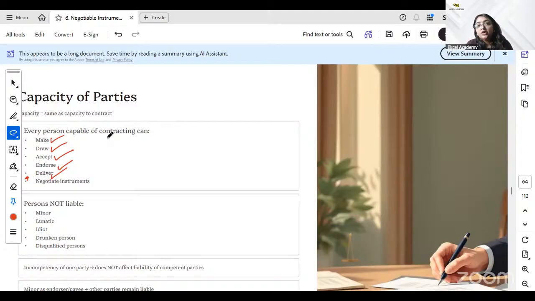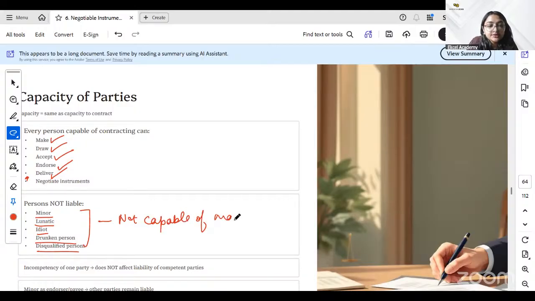Who can be disqualified by law? For example, insolvent people. So any person who has the capacity to contract can also make a negotiable instrument, draw it, accept it, endorse it, and deliver it as well. Who is not liable? Of course, the ones who are not competent to contract. Who do you think falls under this category? You have the minor, lunatic, idiot, drunken person, and disqualified person. Why do you think these are not liable? Because they are not capable of making decisions, and hence they are said to have no competency to contract.